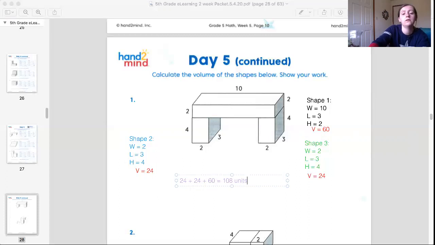108 what? Well, it doesn't call them inches, it doesn't call them centimeters, but it's important that we still put a unit there so that we know what we're talking about. So it's going to be 108 units, and then it's going to be units cubed. Okay, so that's where you write that little 3 up above. That tells us that it's cubed because volume is always cubed. It's the number of cubic units that can fit in a shape.